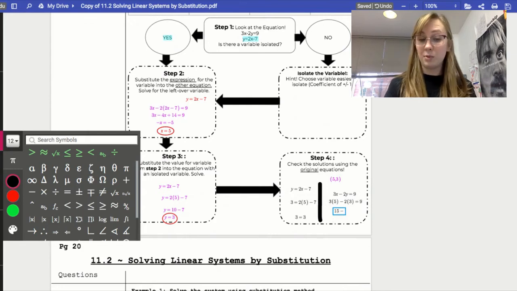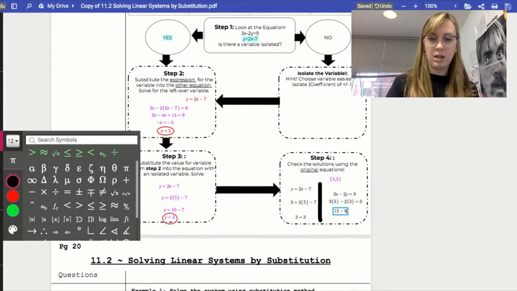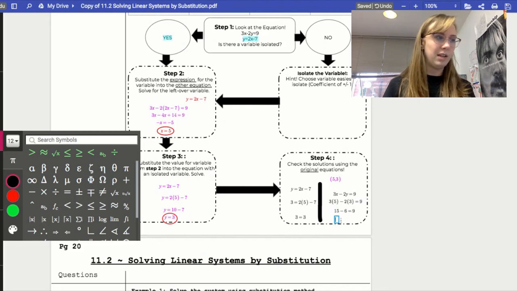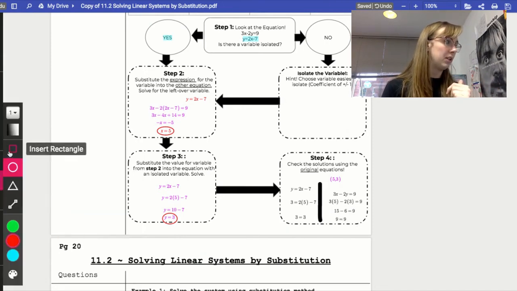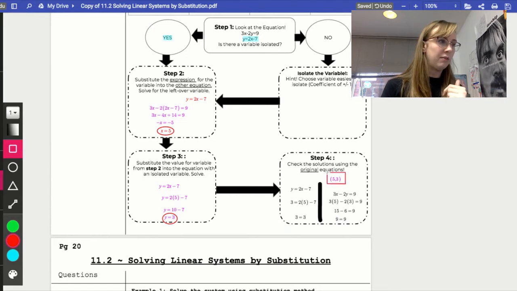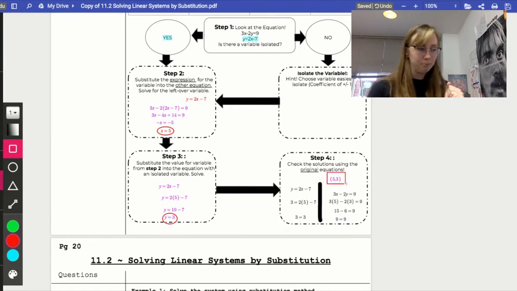15 minus 2 times 3 is 6. And again, I want to see if that equals 9. Well, 15 minus 6 is 9, and 9 equals 9. So I did this right. Because this point works for both equations, the point (5, 3) is my solution. So I'm just going to box my (5, 3), because we got an answer.